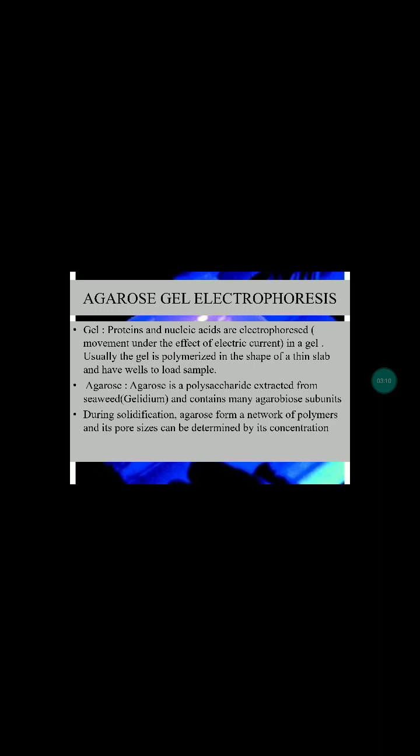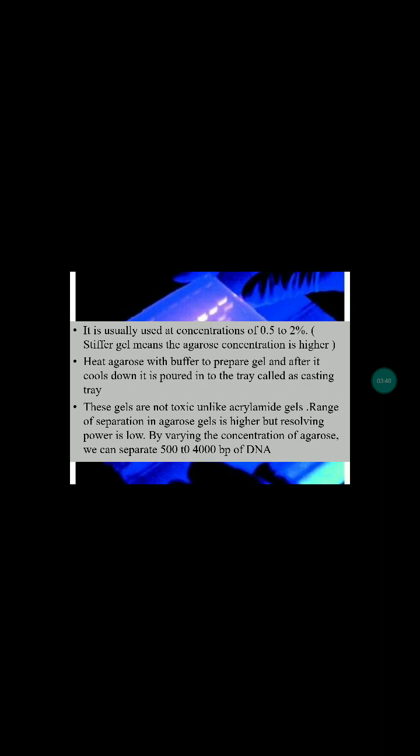Agarose gel electrophoresis. Proteins and nucleic acids are electrophoresed in a gel. Usually the gel is polymerized in the shape of a thin slab and has wells to load the sample. Agarose is a polysaccharide extracted from seaweed Gelidium and contains many agarose subunits. During solidification, agarose forms a network of polymers and its pore size can be determined by its concentration. It is usually used at a concentration of 0.5 to 2%. A stiffer gel means the agarose concentration is higher.